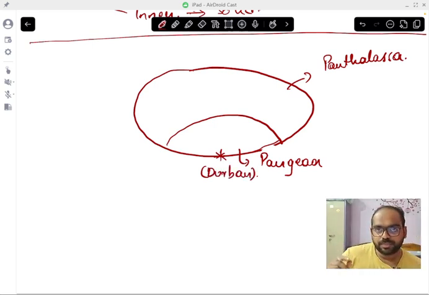Durban is the southernmost tip of Africa at present day. Okay. What did he say? Initially, all the continents were a single unit called Pangaea, surrounded by a large oceanic mass called Panthalassa.